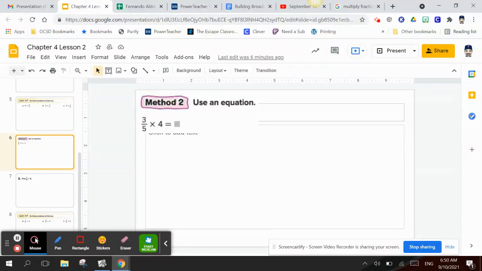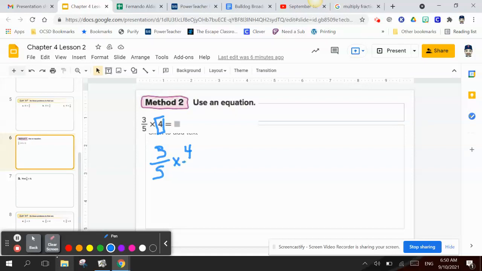When you have the whole number on the second part of our problem, nothing changes. It's the same thing. So again, I write my fraction first, which is 3/5 times, and now I have the 4 on this side, so 4 over 1. I'm always changing a whole number to a fraction to multiply.